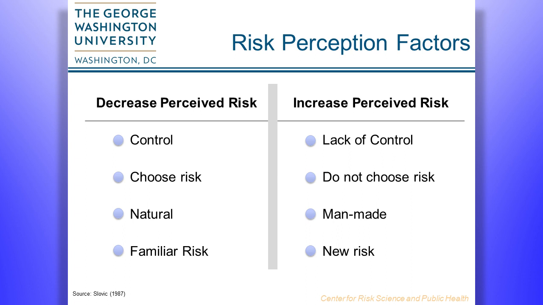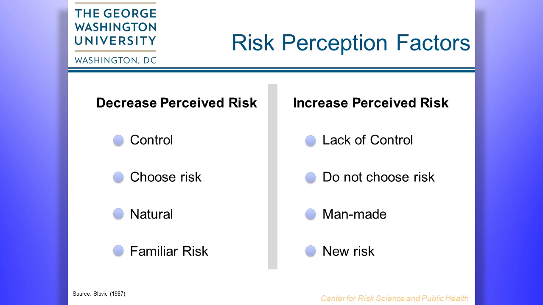Objectively, per vehicle mile traveled, driving is much riskier than flying, and yet flying feels riskier because of that lack of control. So that's just an example to think about. What we're really talking about here is how people feel about a risk, not necessarily what size the risk is. So we know that if people have the ability to choose a risk, they feel much less concerned than if something is imposed upon them.